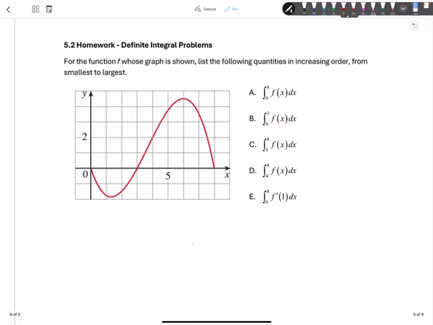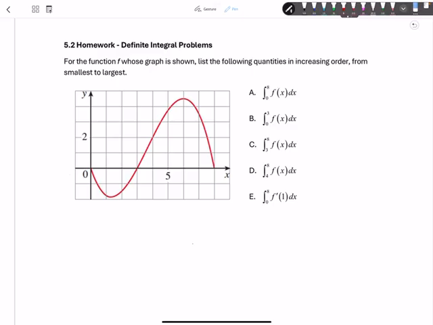All right, one last problem here. We're being provided with the graph of a function, and we are asked, for the function f whose graph is shown, to list the following quantities in increasing order from smallest to largest. All right, so I would like to go ahead and just give a rough estimation for the value of each one of these integrals that are given in parts a through e. And I'm actually going to go ahead and just kind of shade.